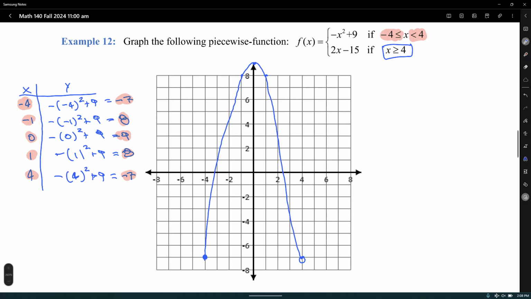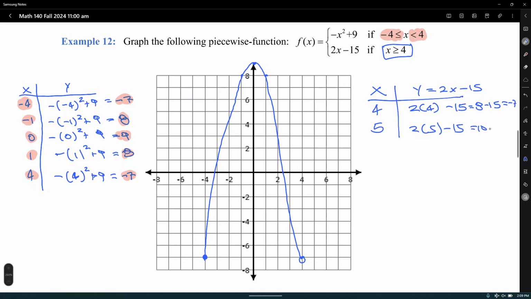So actually, we don't need to do that many. So x, let's start with 4 and 5. Let's do only these two. You'll see how that's going to be more than enough. y equals 2x minus 15, right? So 2 times 4 minus 15 and 2 times 5 minus 15. So 2 times 4, which equals 8, minus 15, that equals negative 7. And 2 times 5, which is 10, minus 15, that equals negative 5.